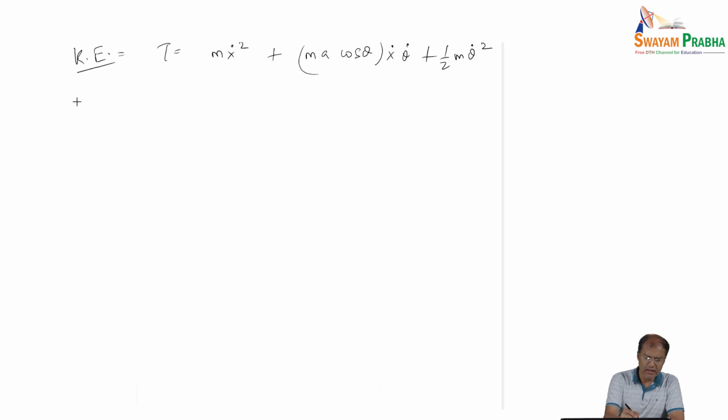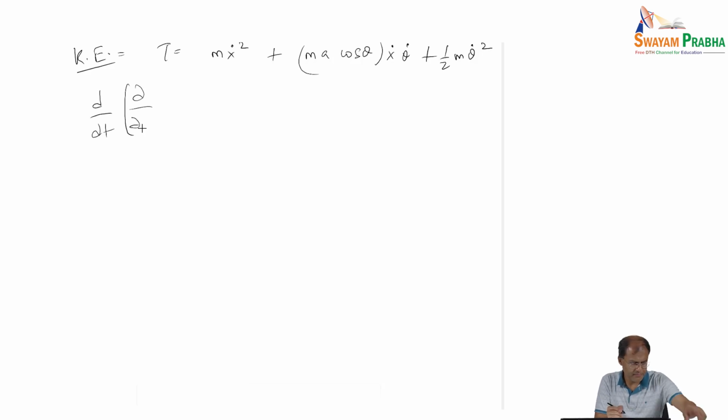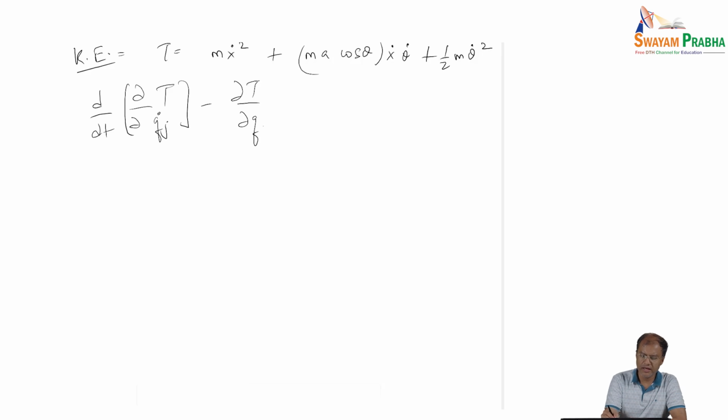Okay, and we see that now the potential energy, well, what have we got here? We don't have a potential energy. This is my total energy here, the kinetic energy only. This is my kinetic energy, and now my Lagrange equation of motion will be d/dt of partial T partial qj dot minus partial T partial qj, and this is equal to Qj, the generalized forces, right?